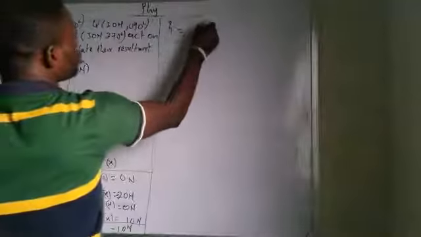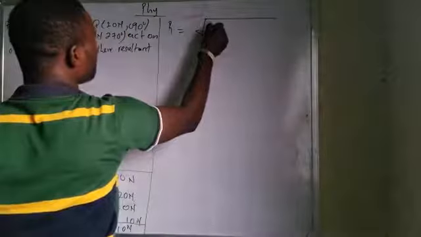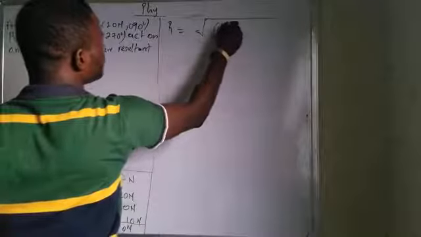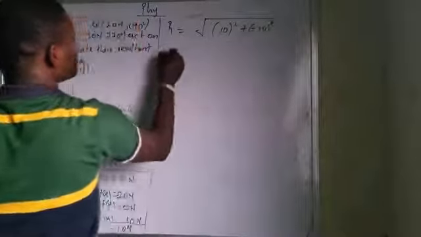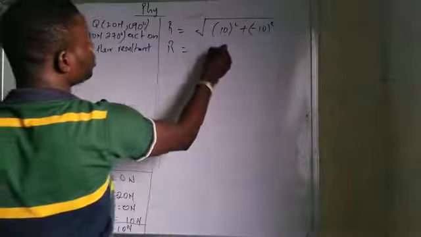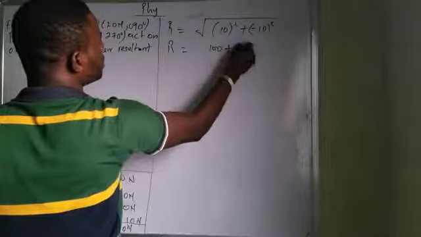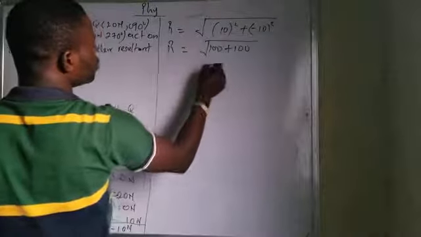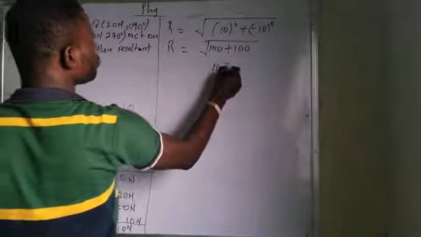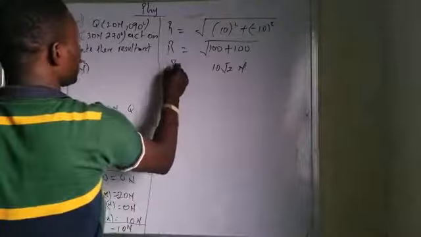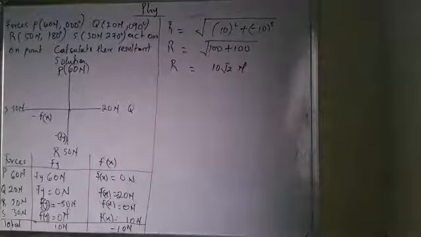Now, since I have it that way, I will continue with my resultant, which is equal to root of 10 squared plus minus 10 squared, which is 100 plus 100, which is root of 200. 200 will be 10 root 2 Newton. That is my R. My R is equal to 10 root 2 Newton.